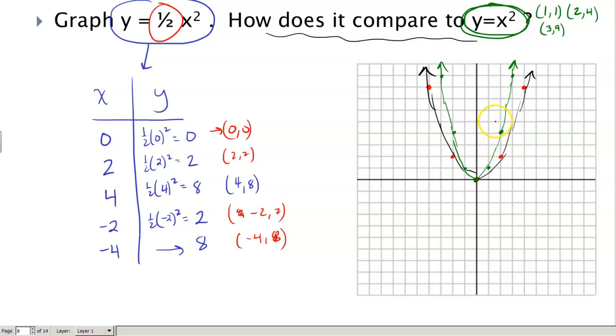Okay, so you're going to start to notice some of these patterns, and we want to go back to how these translations or how these things are changing in comparison to the parent function. All right, let's try another one.